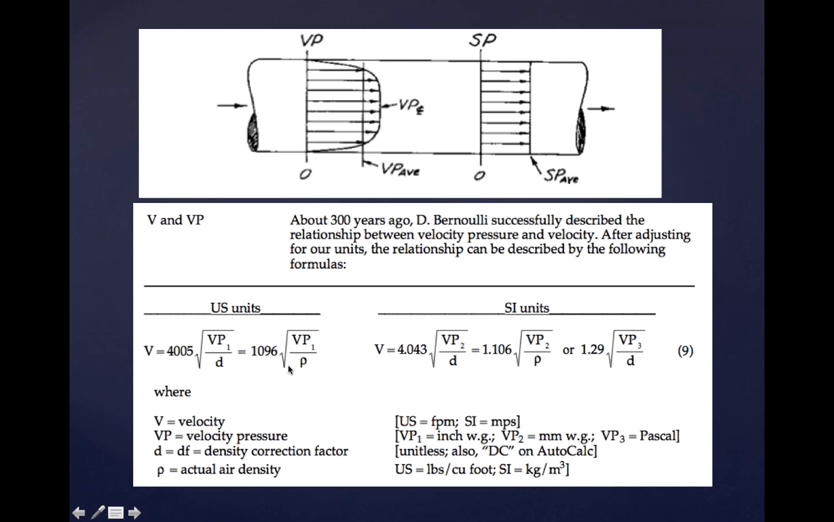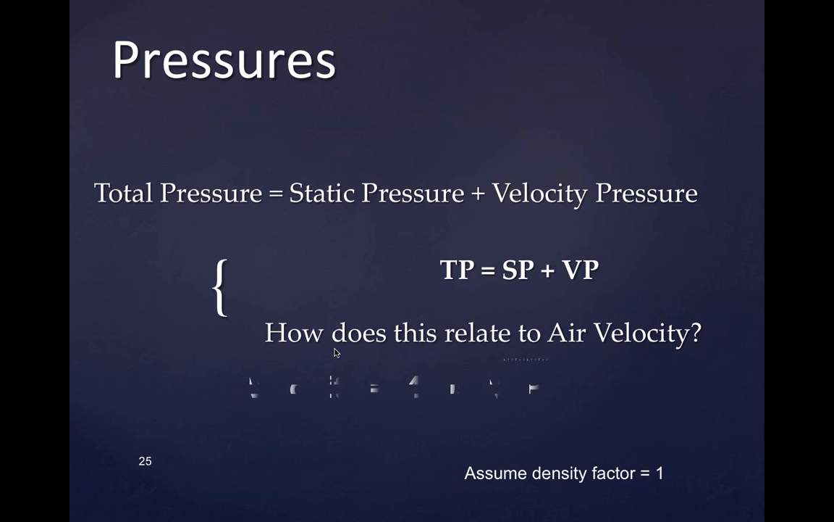Density, right? And in the other formula, what is rho? That same thing, the actual density of the air. D is a density correction factor. Rho is the actual density, pounds per cubic foot or something like that, depending on what unit you're using. D is a density correction factor, the density at the temperature and environment you're dealing with versus what it is at standard temperature and pressure. For the most part, we're working with the density correction factor equal to 1. We're just using 4005 times the square root of the velocity pressure.